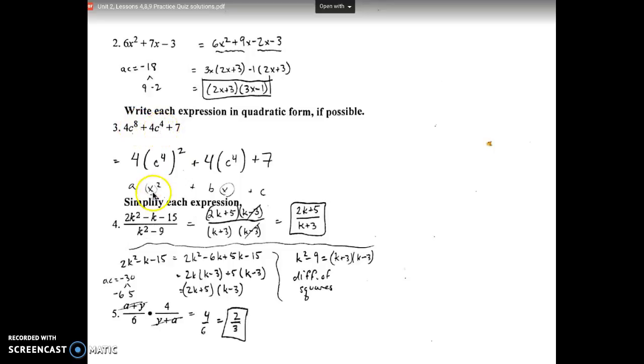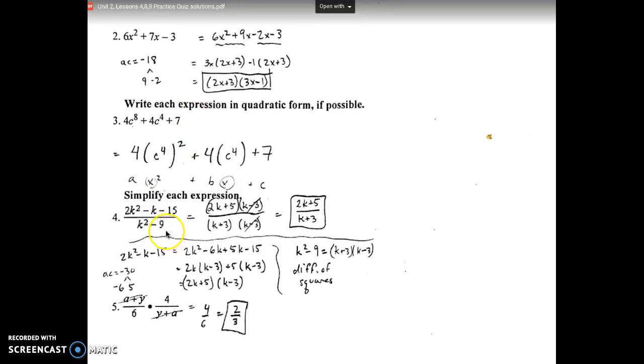So we need to be able to write this as something to the second power in the first term, and then just the something in the second term. So the something is just whatever you have in this term, c to the 4th. And so you're going to put c to the 4th over here, c to the 4th to the second. Based on one of our exponent properties, we're going to be multiplying these powers. 4 times 2 is 8. So this is the quadratic form of the original expression.